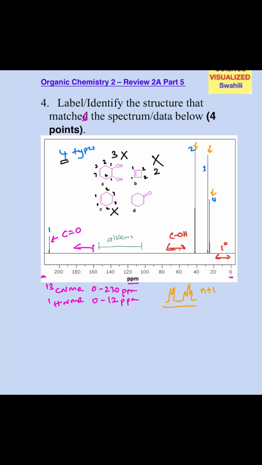And then structure D has 1, 2, 3, and 4. It has 4 types of carbon, so that passes, and we can confirm. We have a carbonyl here, and that structure has a carbonyl, and the rest are alkane carbon. Carbon number 2 will be more deshielded, so it moves downfield, and that one is most likely going to be this one here because it's next to a carbonyl carbon. So the right answer is going to be D.